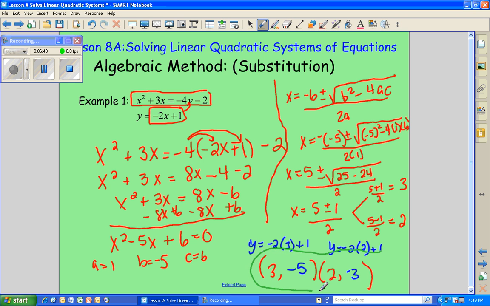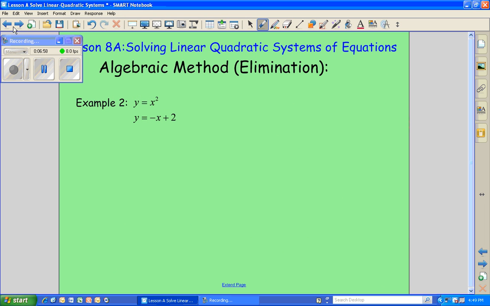And the first one is (3, -5), and the other one is (2, -3). I can check them by plugging them back in, and it has to work for both equations. They both have to work for both equations. That's how you would check that. All right, the next option, instead of doing the substitution method, is doing the elimination method.